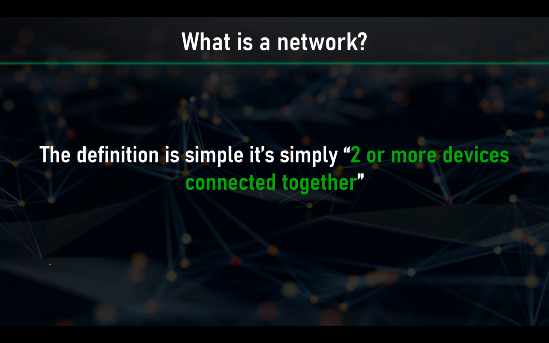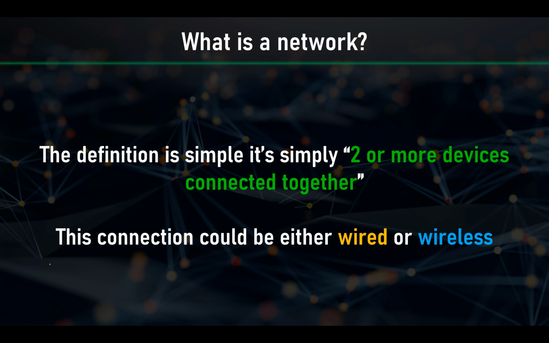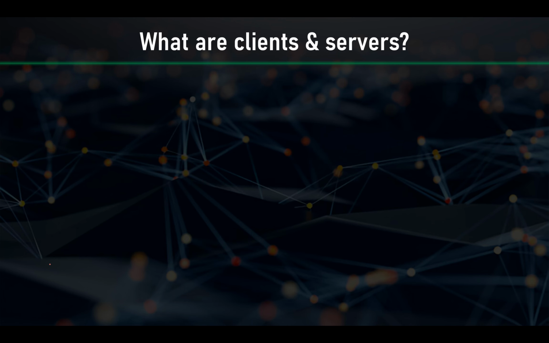Right, anyway, quickly then, if we think, what is a network? The definition is simple, right, just 2 or more devices connected together, and if you say that in the exam, that should be 2 marks. Right, the connection could be either wired or wireless, and of course, we'll look at different types of those.